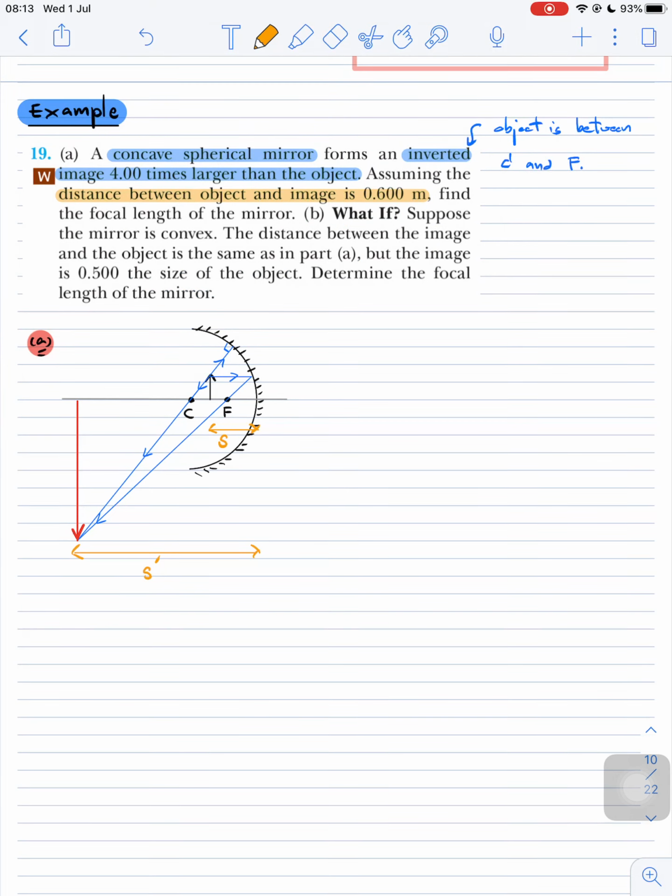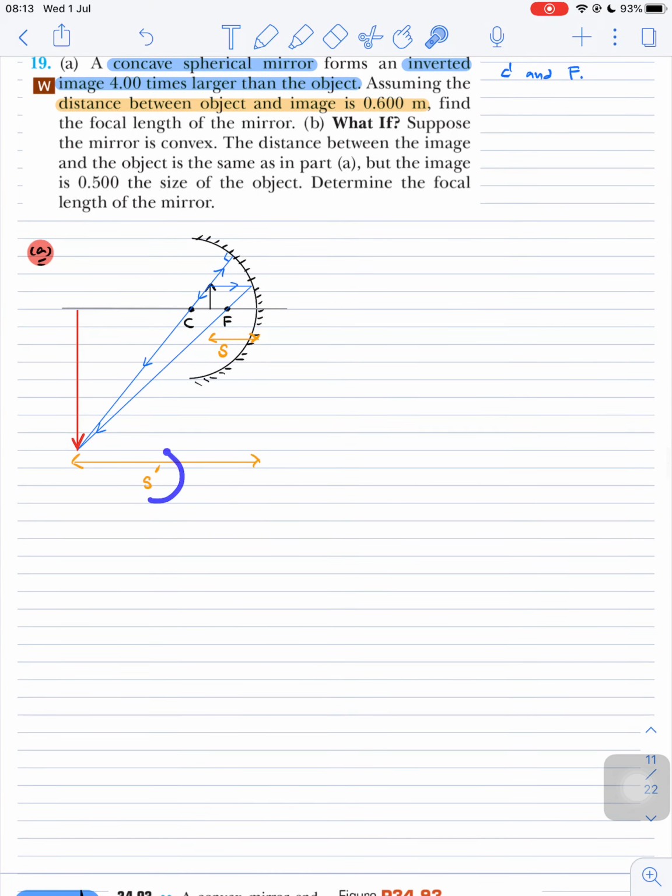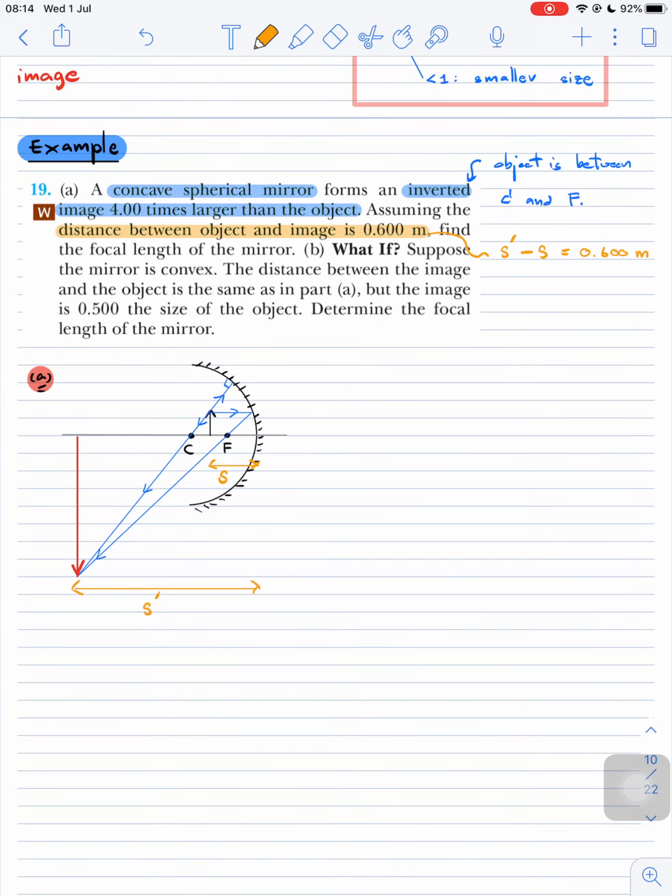Then we can say that in this case the s prime is positive, because the image is on the same side as the reflected ray. The s prime is positive and the image is a real image, and the s is positive as well because the object is on the same side as the incident light ray. It means that s prime minus s equals 0.600 meter.